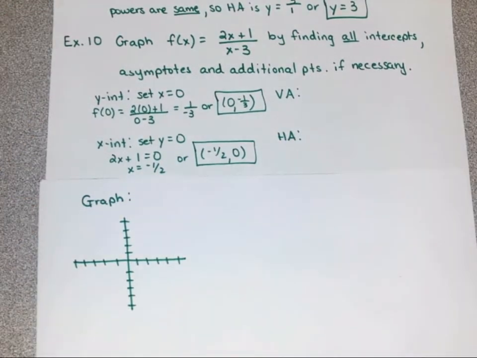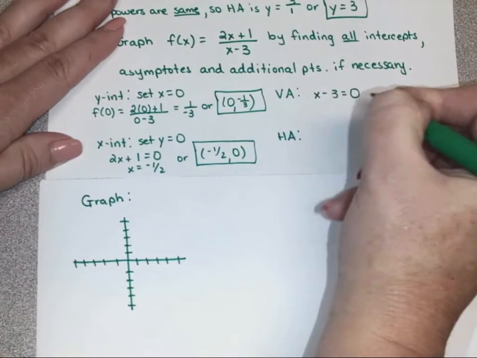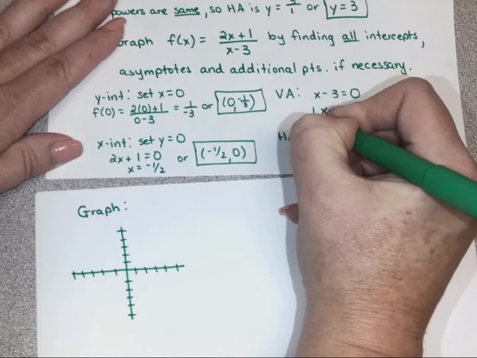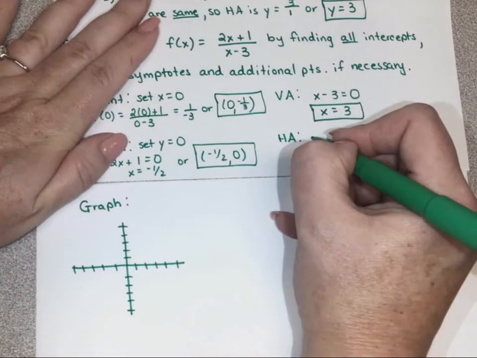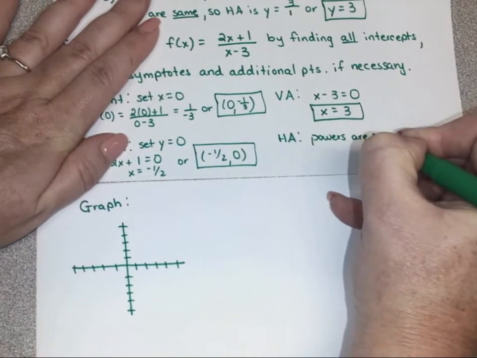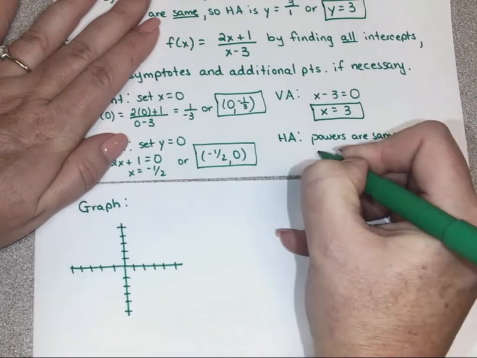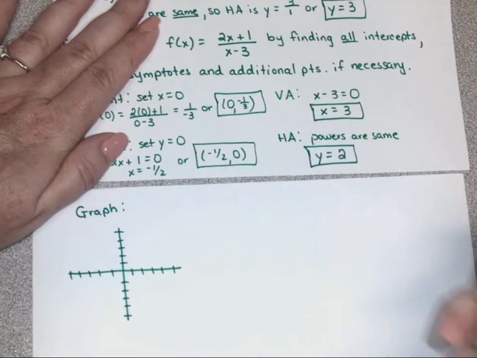What about vertical and horizontal asymptotes? Vertical, you simplify what you can, right? And then you set the denominator equal to 0. So you set x minus 3 equal to 0, so you get x equals 3. And then what about horizontal asymptotes? You notice that the powers are the same. So the horizontal asymptote is y equals 2 over 1, or just y equals 2.